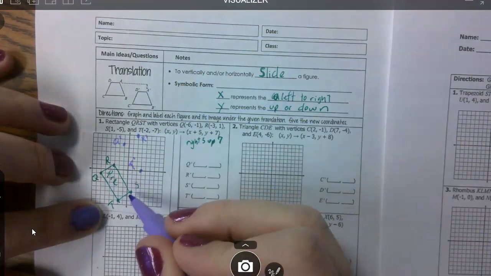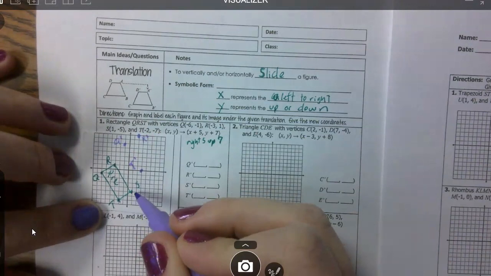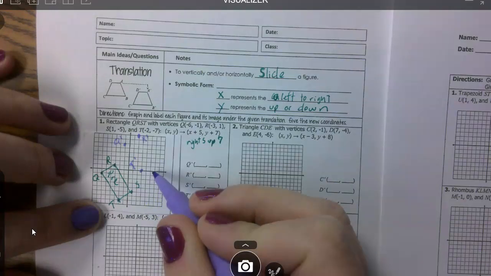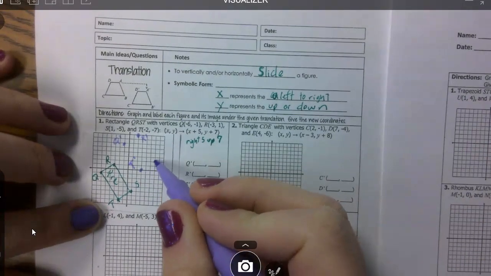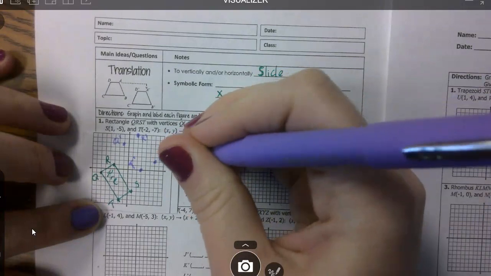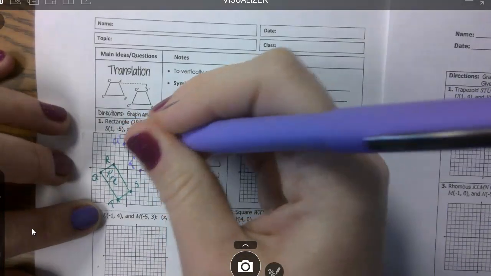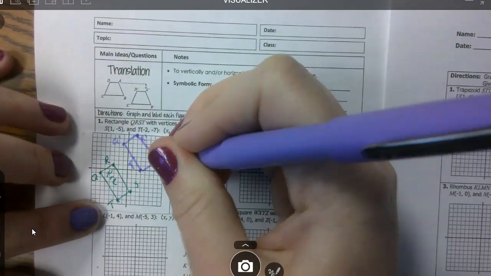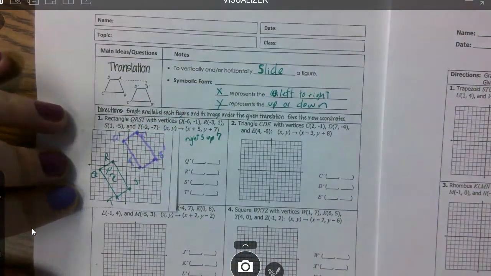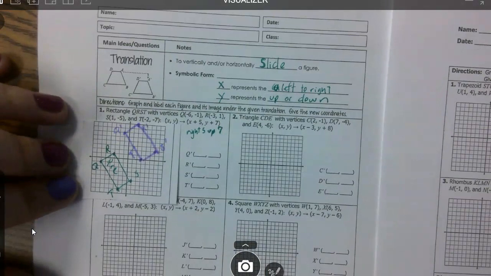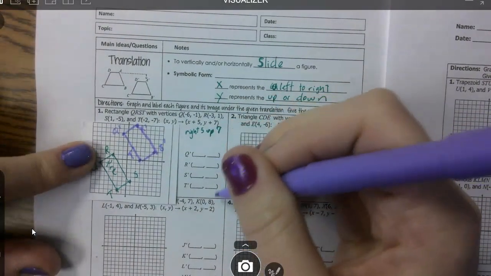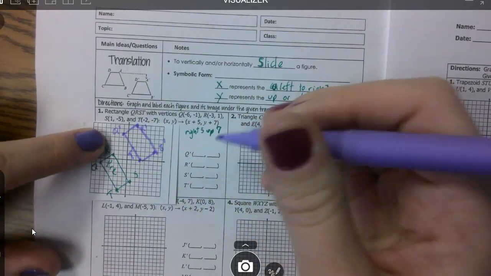And last one, we're going to count right 5. 1, 2, 3, 4, 5. And up 7. 1, 2, 3, 4, 5, 6, 7. There is S prime. We have now drawn QRST prime over there. Now it took a little bit of time to count. So now we just have to label our points so that we can be good.